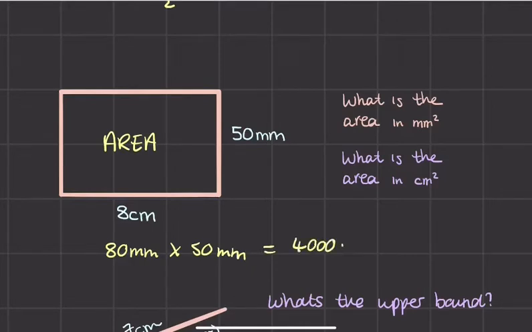4,000 millimeters squared. If I wanted it in centimeters squared, I would do 8 centimeters multiplied by 5 centimeters, and that would give me 40 centimeters squared. Okay, so just remember to be careful with your units there.